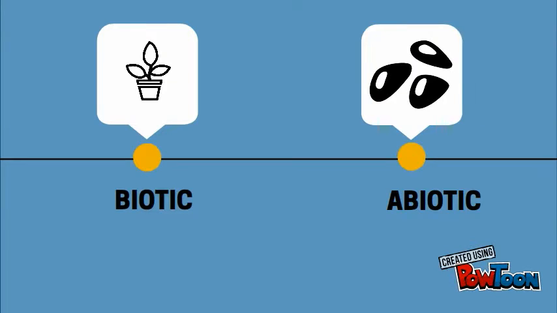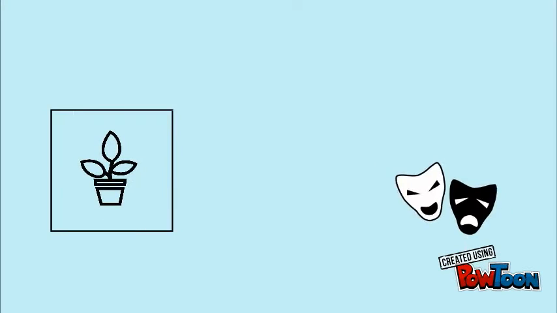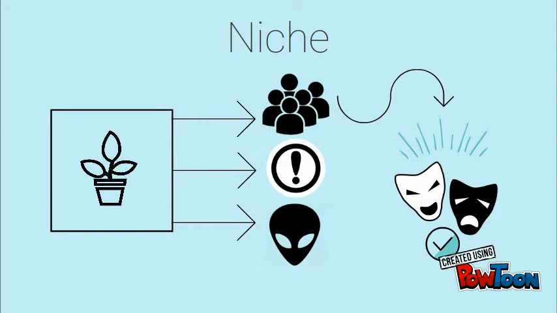Ecosystems have biotic and abiotic communities. The abiotic components are the inorganic or non-living components. This would be rocks, water, and the like for the Great Lakes ecosystem, while for the school ecosystem, this includes buildings and the grounds. The biotic components are the living parts of the ecosystem. Each species also has a role or a niche to play in the ecosystem.